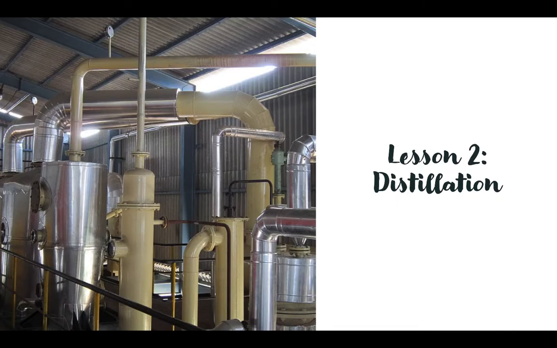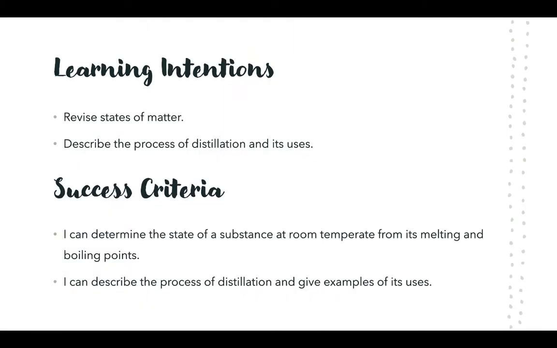Now, our second lesson is on a process called distillation. In order to understand distillation, we've first got to understand the states of matter: solids, liquids and gases. We will take that information and describe the process of distillation and what we might use it for. At the end of this half of the lesson, you should be able to determine the state of a substance at room temperature, a lot of us can already do this using melting and boiling points, and describe the process of distillation and give me examples of what we might use it for.